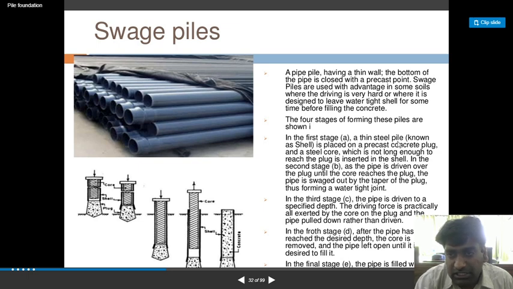Stages. In the first stage, a thin steel pipe known as a shell is placed on a precast concrete plug, and a steel core which is not long enough to reach the plug is inserted in the shell. In the second stage, as the pipe is driven over the plug until the core reaches the plug, the pipe is squeezed out by the taper of the plug, thus forming a watertight joint. In the third stage, the pipe is driven to the specified depth. The driving force is practically all exerted by the core on the plug, and the pile is pulled down rather than driven. In the fourth stage, after the pile has reached the desired depth, the core is removed and the pipe left open until it is desired to fill it.